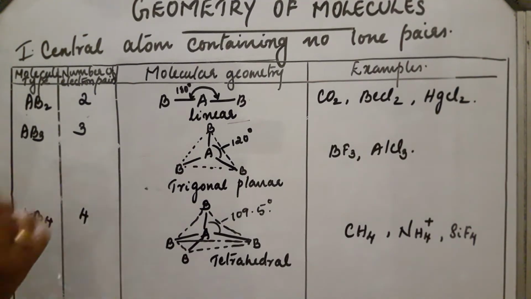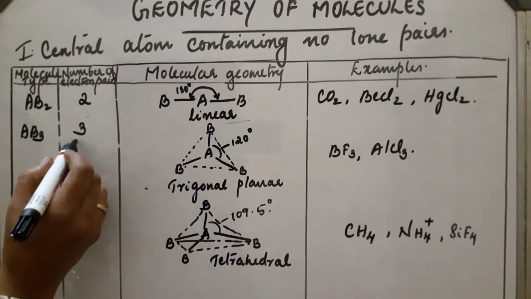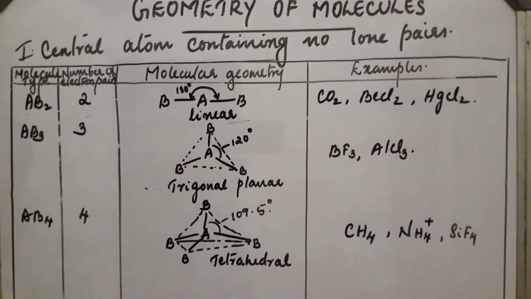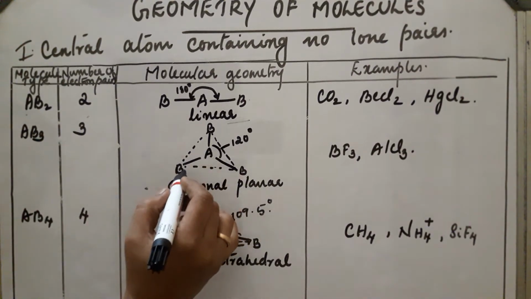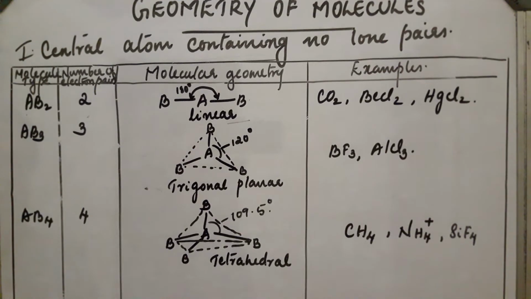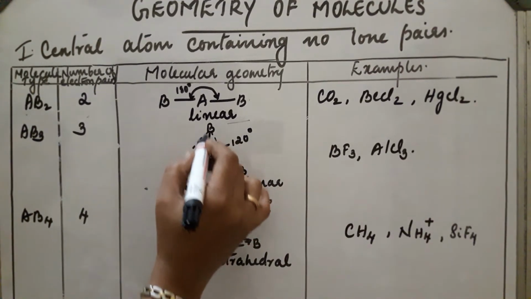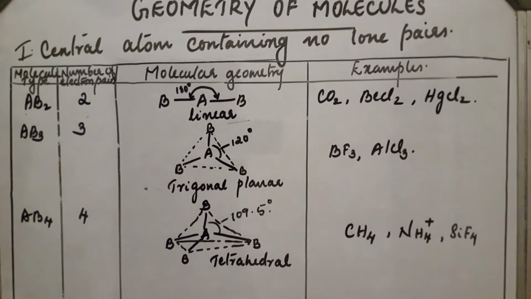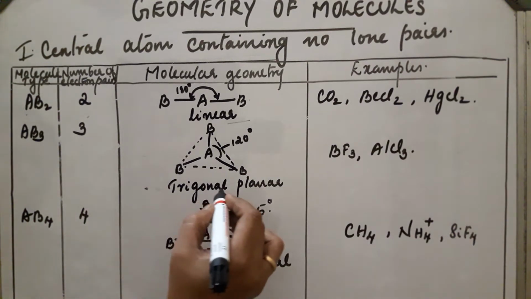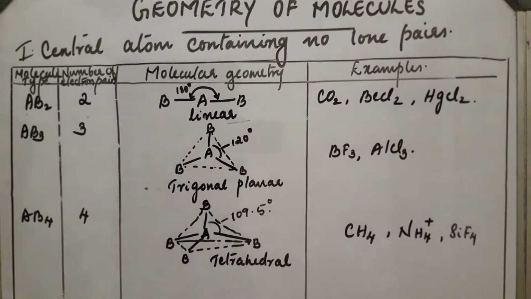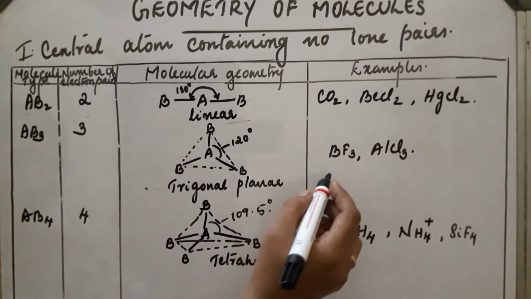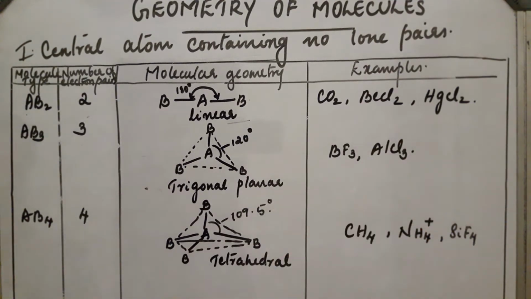Second type is AB3, and it contains 3 electron pairs. So 3 AB bonds are present, and all the AB angles are 120 degrees, and the molecular geometry is trigonal planar. Examples are BF3, AlCl3, etc.